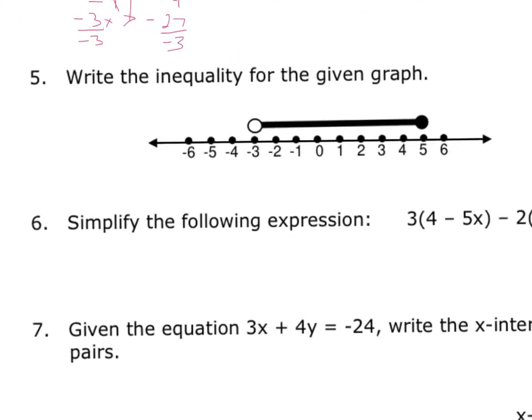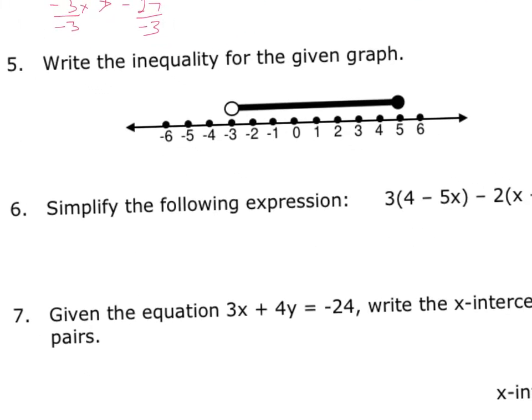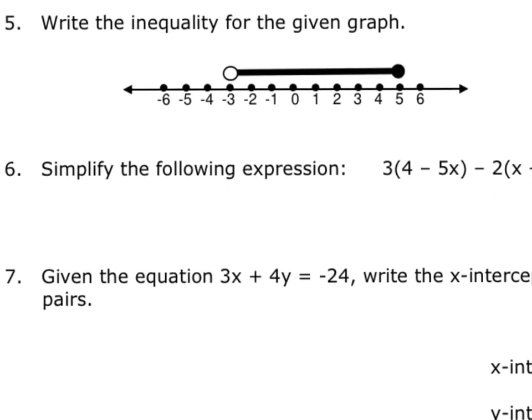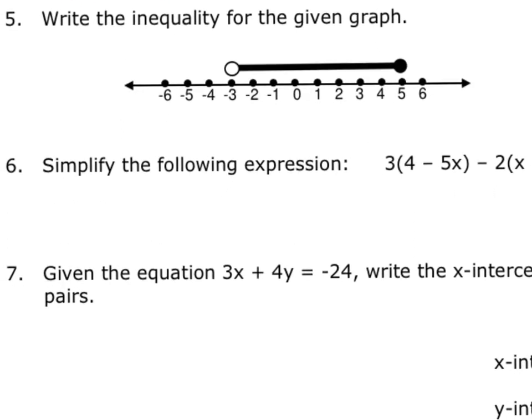Okay, number 5, write the inequality for the given graph. For this, we have a starting and a stopping point, so we're starting here, and we're going to stop here. So any number I pick for x is between these two numbers. I see an open circle, so not equal to, closed circle, equal to.